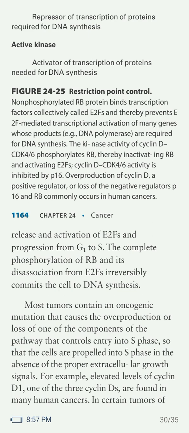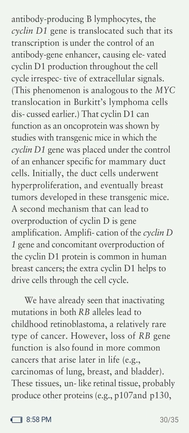Most tumors contain an oncogene mutation that causes the overproduction or loss of one of the components of the pathway that controls entry into S phase, so that the cells are propelled into S phase in the absence of the proper extracellular growth signals. For example, elevated levels of cyclin D1, one of the three cyclin Ds, are found in many human cancers. In certain tumors of antibody-producing B lymphocytes, the cyclin D1 gene is translocated such that its transcription is under the control of an antibody gene enhancer, causing elevated cyclin D1 production throughout the cell cycle, irrespective of extracellular signals. This phenomenon is analogous to the MYC translocation in Burkitt's lymphoma cells discussed earlier.